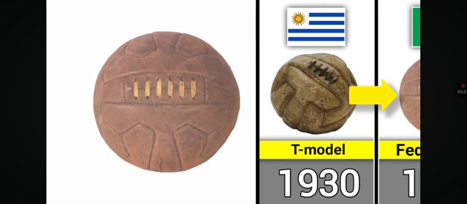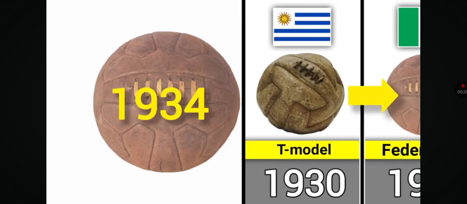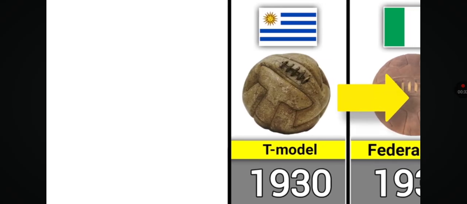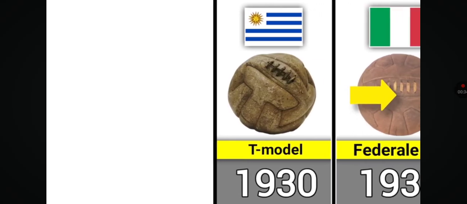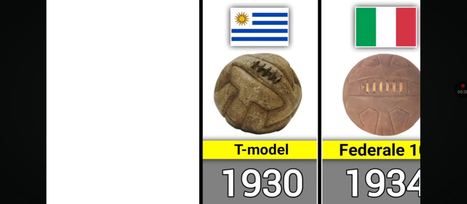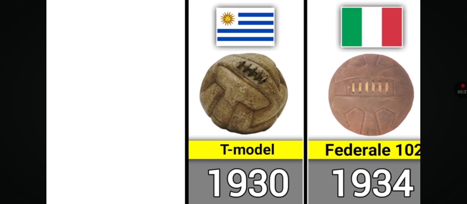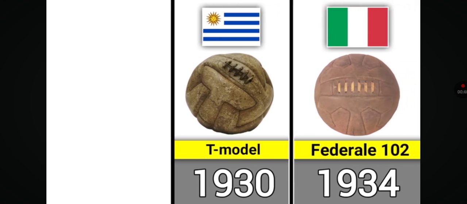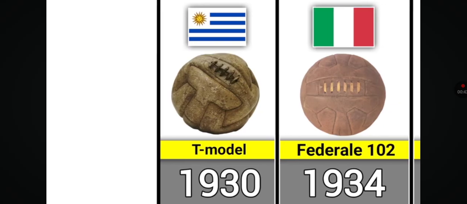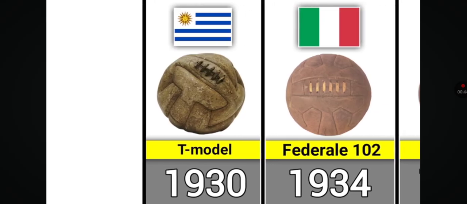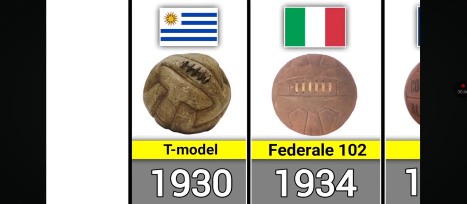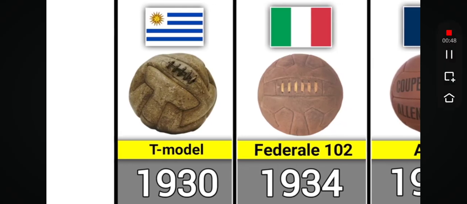1934, Federale 102. The Federale 102 was used in Italy 1934 and introduced better construction and stronger stitching. It gave players a slightly more stable match experience compared to the first World Cup ball. As football grew across Europe, this ball reflected the sport's rising popularity and competitive international expansion.